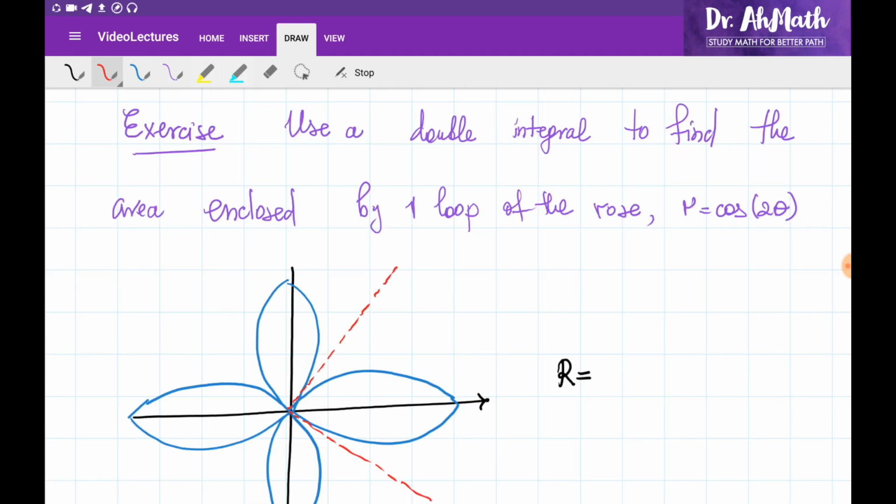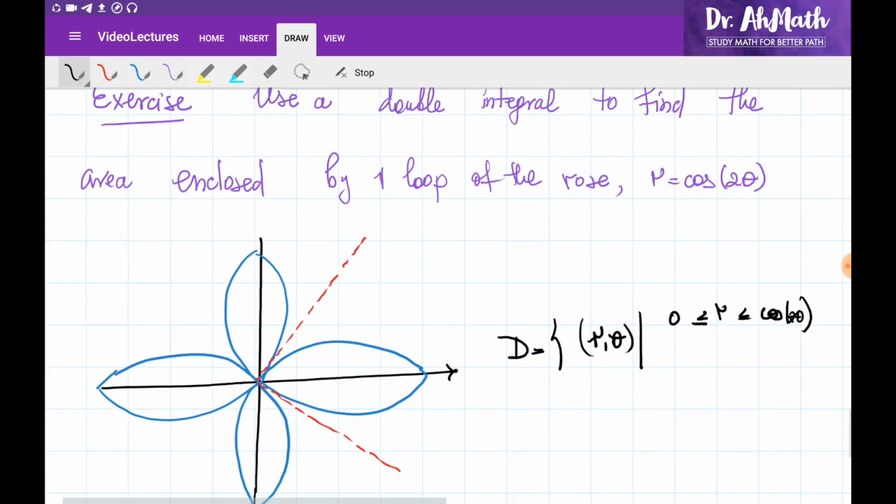Now, let's discuss this problem. We need to use the double integration to find the area enclosed by one loop of this rose, which is given with this equation. So let's first of all define the region. This region D is defined as the points with coordinates r and theta, where r would change between 0 and cosine of 2 theta, and theta would change between this angle, theta equal to minus pi over 4, and this angle, theta equal to pi over 4. So theta would change between minus pi over 4 and pi over 4.